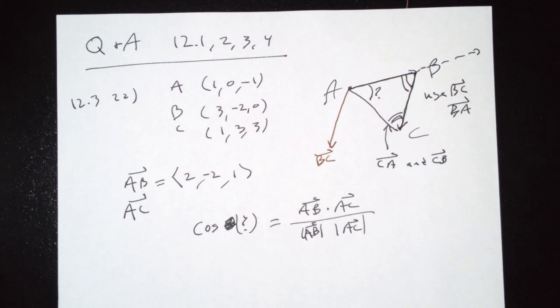More questions. Has to be more. Yes. So there was a question number 30 on 12.4. But there's a couple like it. Find a non-zero vector orthogonal to the plane through the points P, Q, and R.